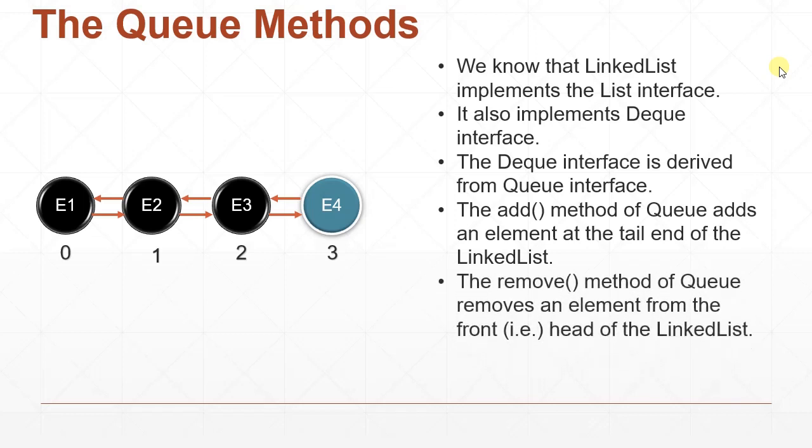When we remove an element, it will be removed from the head of the queue. Here the head is E1. So when we call the remove method, the element E1 will get removed from the linked list. And the new head element now is E2. So the index is also renumbered.